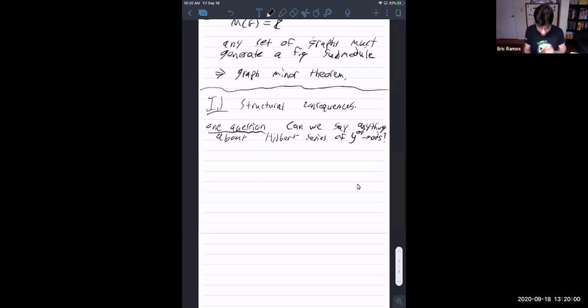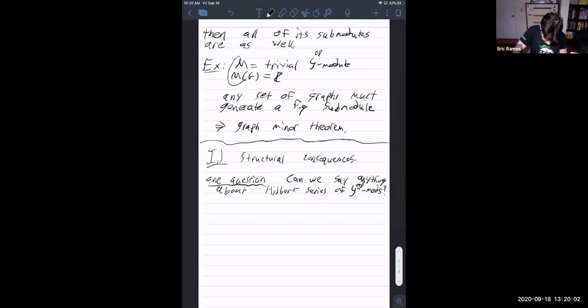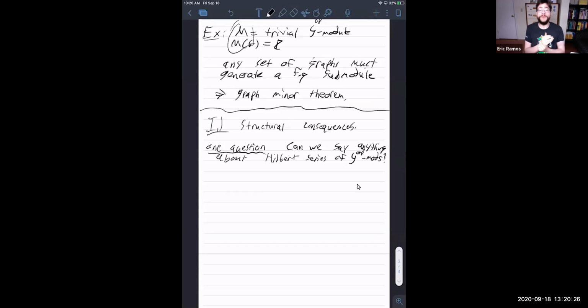But again, coming back to the trivial module, if you just did the most naive possible Hilbert series for a G-op module, then the trivial module would be the generating function for all graphs. So there's a touch of hopelessness there that this is going to work. But maybe there's a way, instead of looking at the full Hilbert series, to restrict yourself in some way to make the problem more tractable.